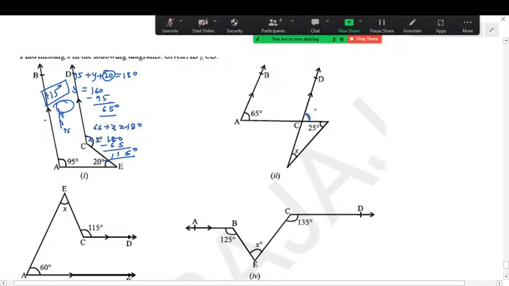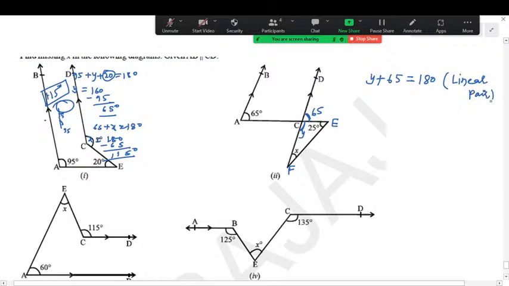Yes, exactly. I'm naming it E and I'm naming it F. Okay, can you tell me if this is 65, what will you name this much? I'm naming it y. You will say not vertically opposite, but they are linear pair. And do you know what is the sum of linear pair angles?